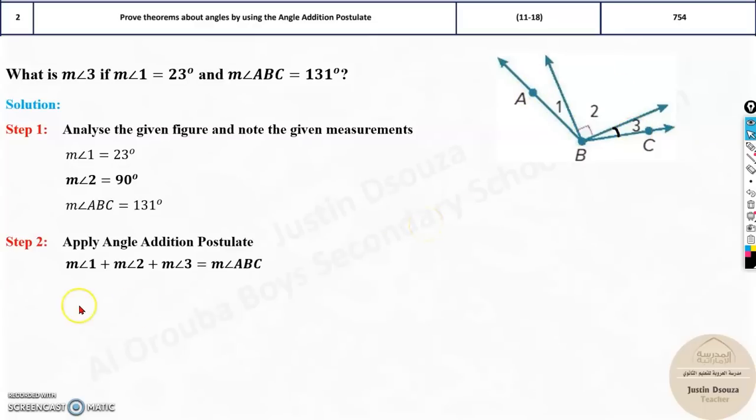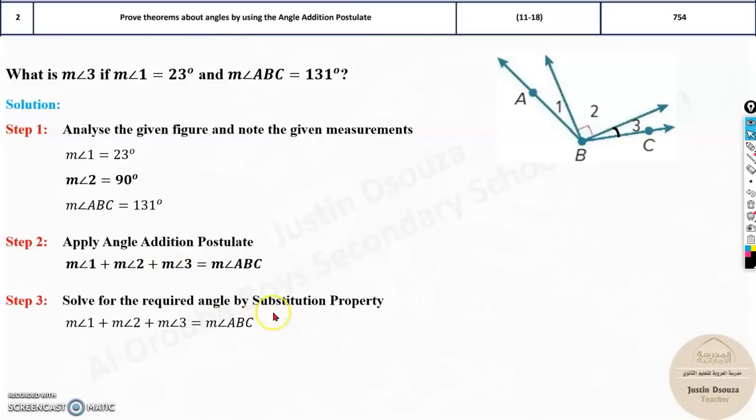Now what do we do? Apply the angle addition postulate. What it says is, if you add 1, 2 and 3, the total sum must be equal to 131. And then you just simplify and solve. This is by the substitution property, where we substitute all that we know and find the unknown. So 131 minus 23 minus 90 will give you 18. And that is it. That is the answer.